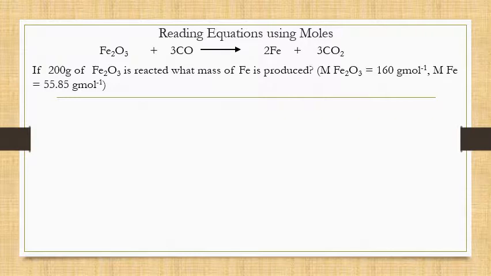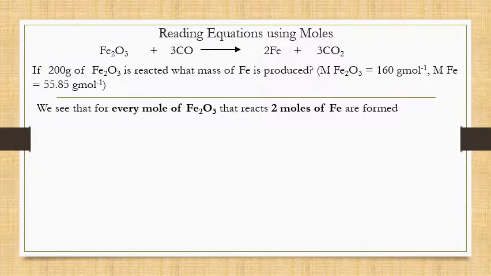So here's a new reaction. Now we've got iron oxide reacting with carbon monoxide to give iron and carbon dioxide. If 200 grams of iron oxide is reacted, what mass of iron is produced? And we've even given you the molar masses for the molecules. Again, pause the video to see what answers you get.